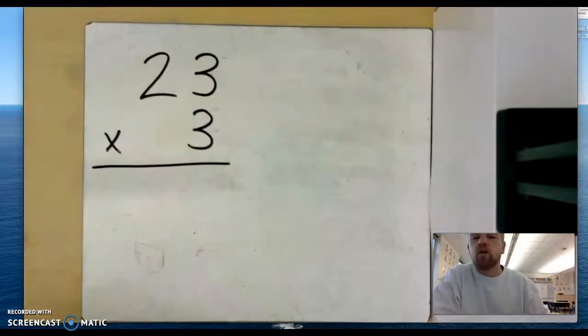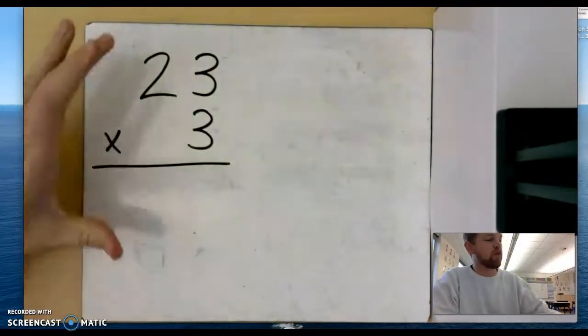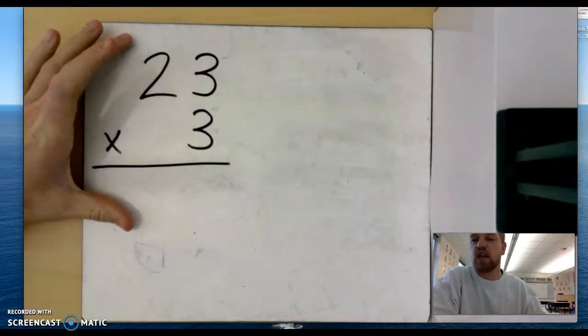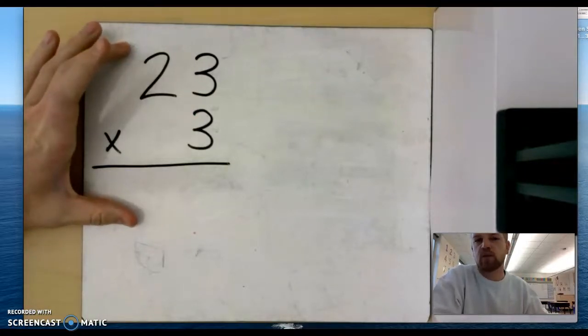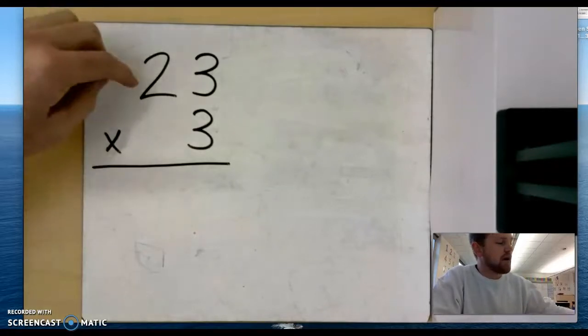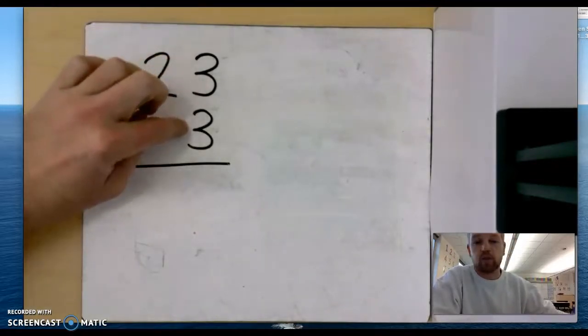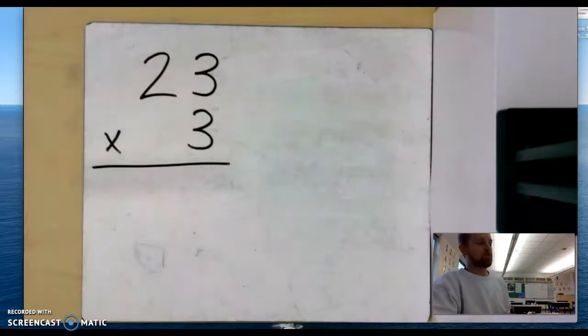Here we have a new problem. We're going to work through this the same way we did before. You'll see again it's set up in the standard form. You've seen addition problems like this, and you'll start to see multiplication problems set up this way as well. So now I have 23 times 3. All right. So I have 23 times 3.